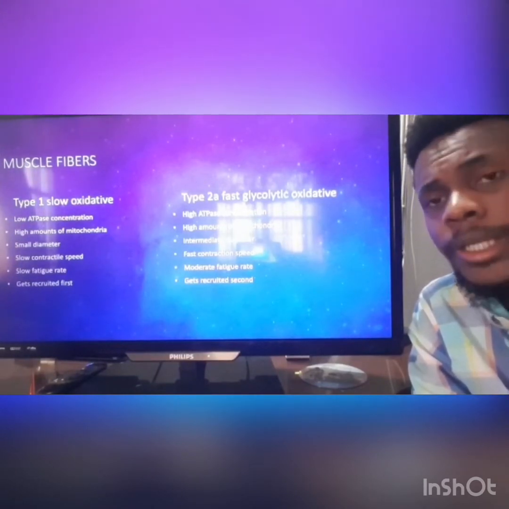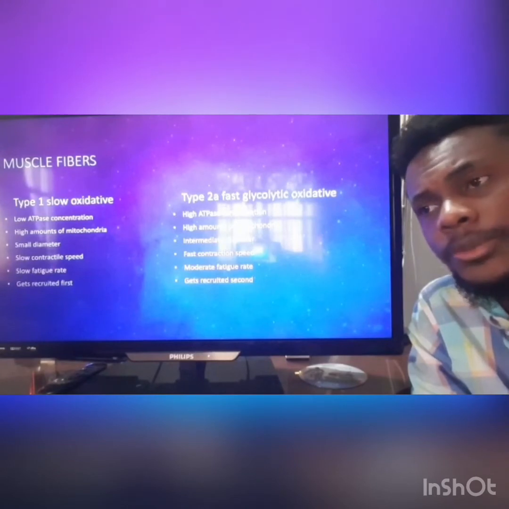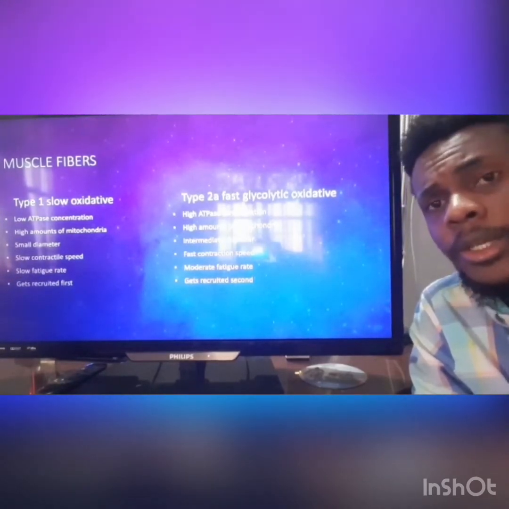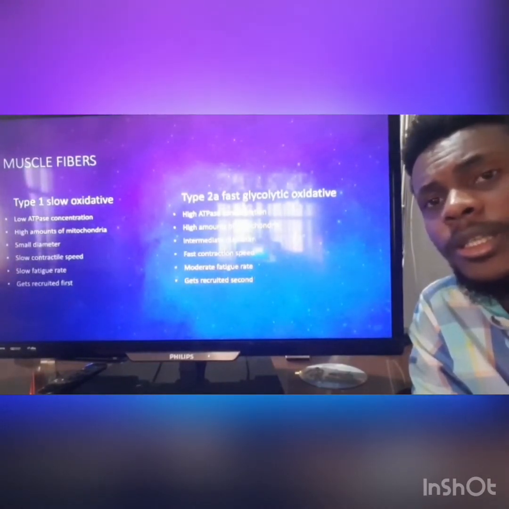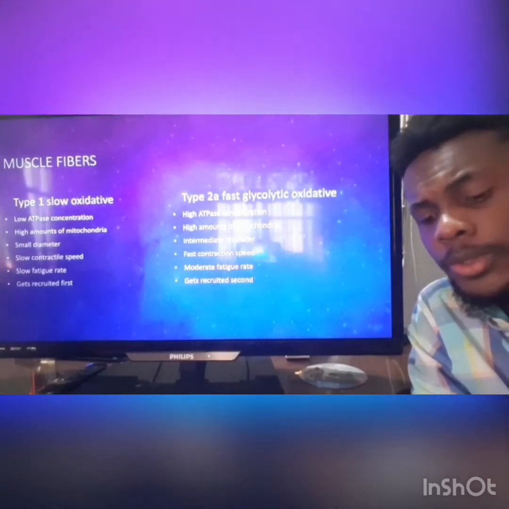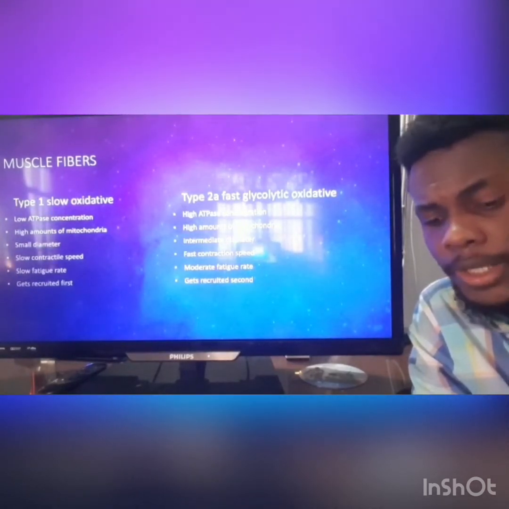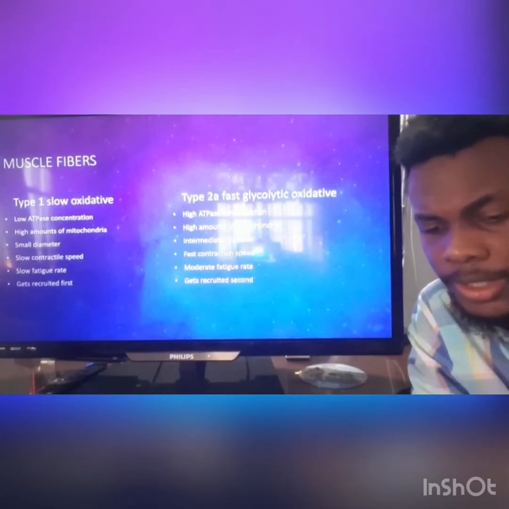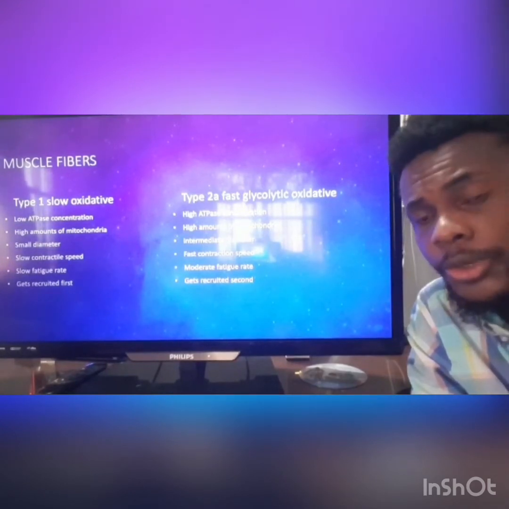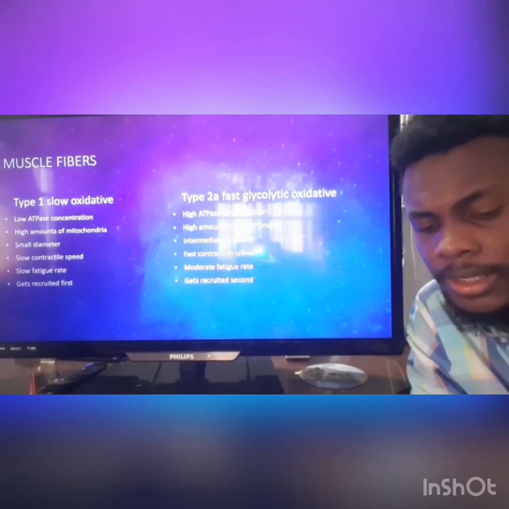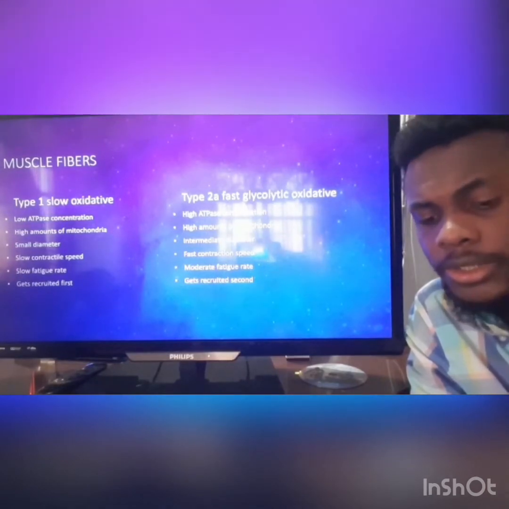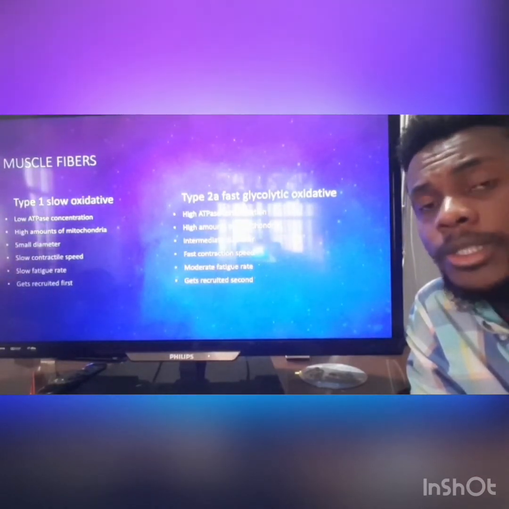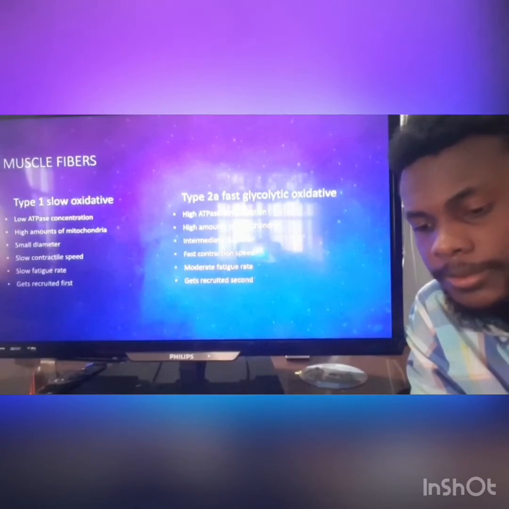Because of the low ATPase concentration on the myosin, the myosin would connect and disconnect from the actin much slower, which would create a slower power stroke, right? Slow fatigue rate and gets recruited first. The slow fatigue rate is because of the slow contractile speed and the low ATPase concentration, right? So the fiber would take long to get tired.